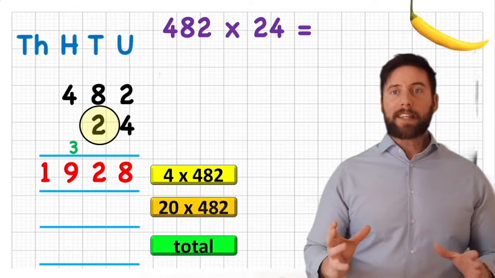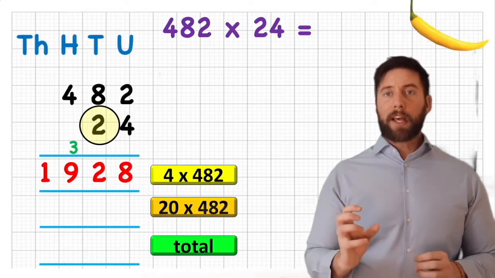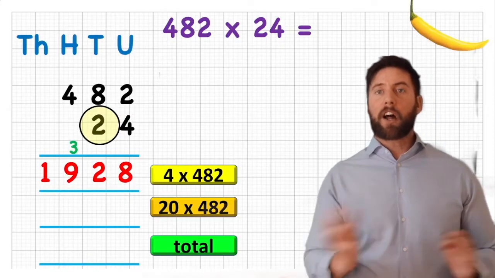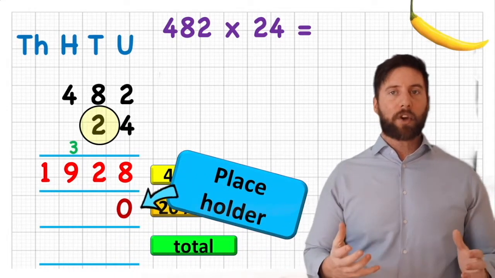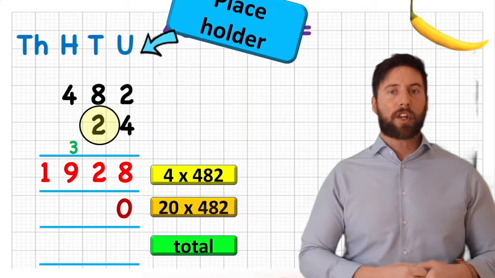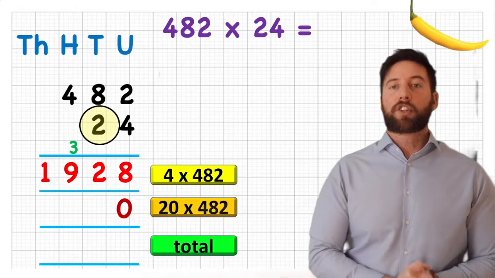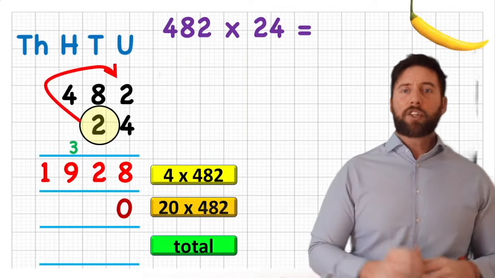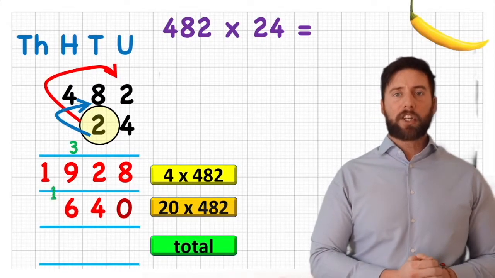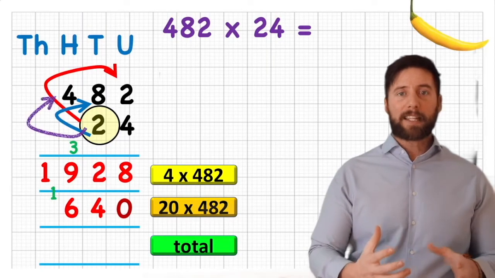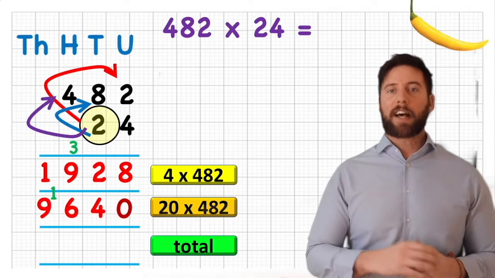So we don't like 20, so let's make it 10 times smaller and put it as a 2, but that means we need to make our answer 10 times larger so we actually get the correct answer. So I'm going to put my placeholder in place, okay, great. Now it's just going to be 2 times 482. So 2 times 2 is 4, add that in. 2 times 8 is 16, put the 1 across, put my 6 in place, good. 2 times 4 is 8, plus the 1, 9.